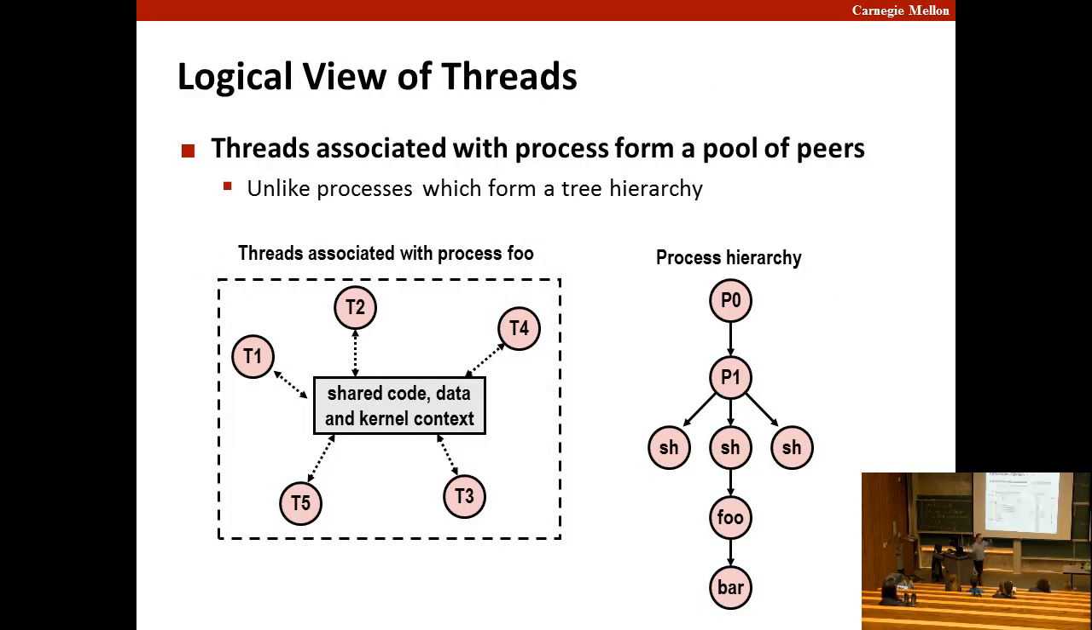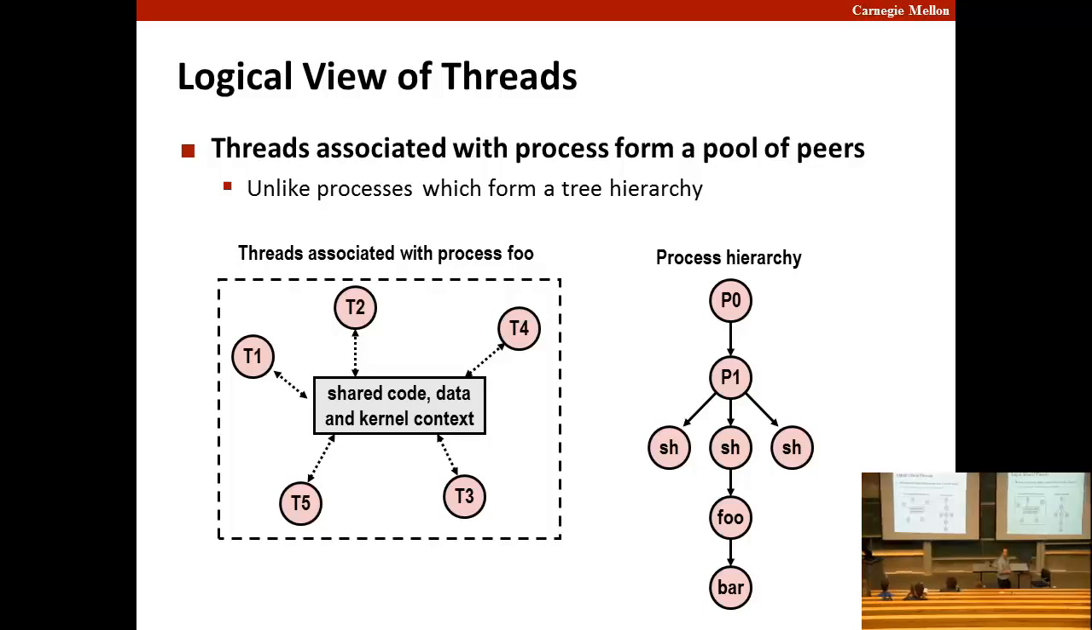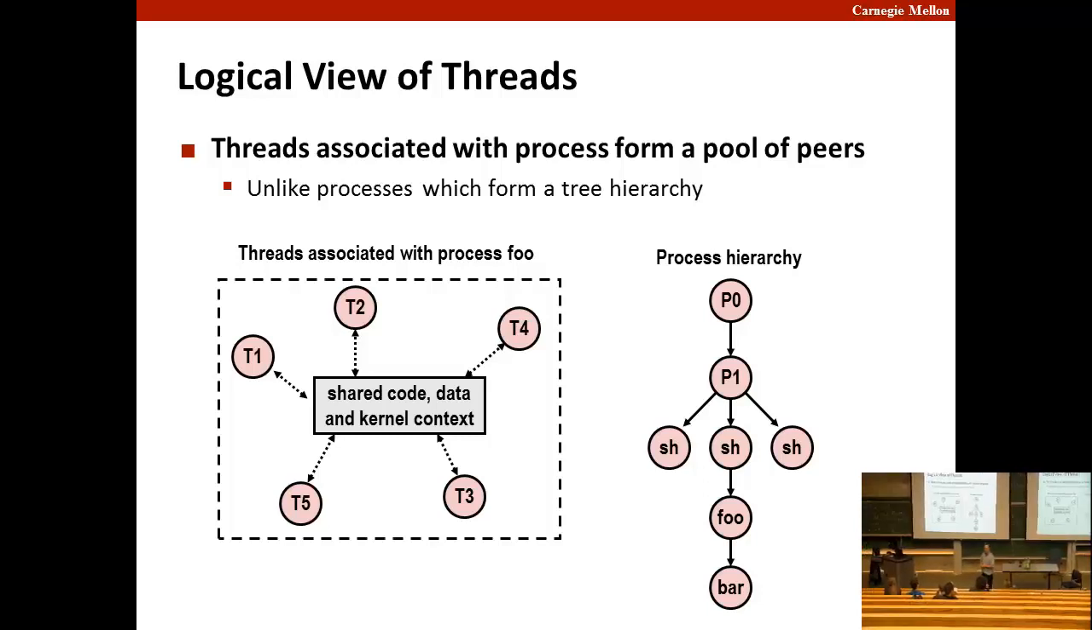So a process contains one text area, one data area, but one stack per thread, which means that a single process can have multiple stacks. Make sense? Okay.